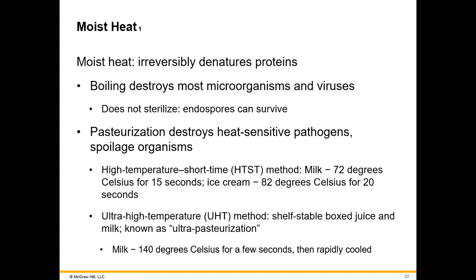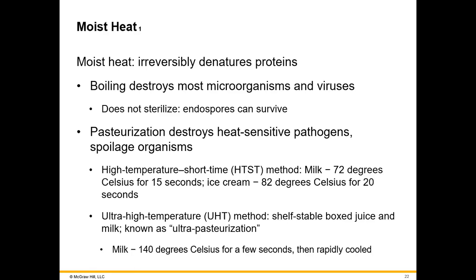It works by, heat generally works by irreversibly denaturing proteins. And protein denaturation, for those of you who are not familiar with the term, when a protein denatures, it means its secondary and tertiary and quaternary structures have been destroyed. Not the primary structure, right? Which is the amino acid sequence of the protein, essentially.